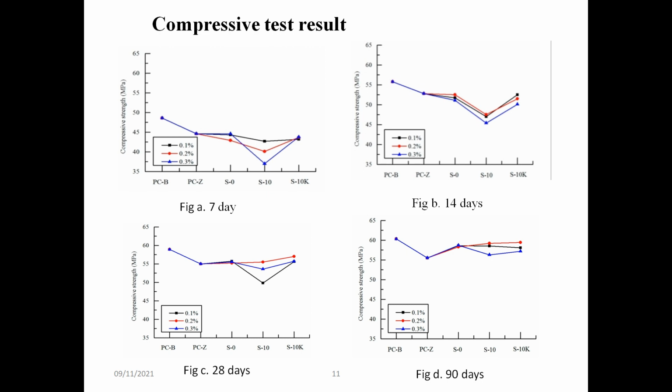Now, the results of all the tests which were conducted previously are shown graphically here. Here the x-axis stands for the specimen. For example, PCB means plain concrete specimen named B. PCZ means plain concrete named Z. S0, S10 and S10K stand for specimens containing SAP with varied percentages of SAP. Here we can see that as days passed on, the specimens containing more SAP showed a positive result.